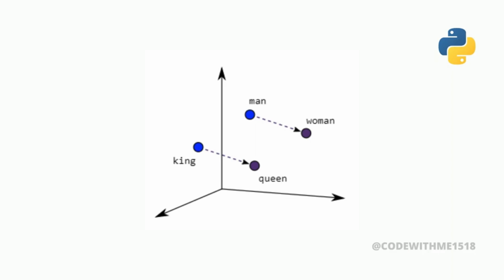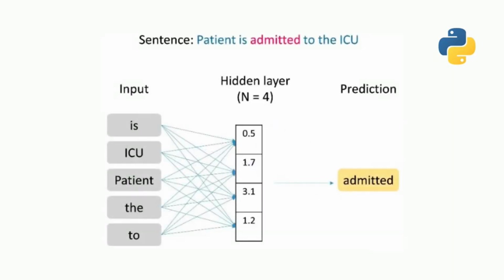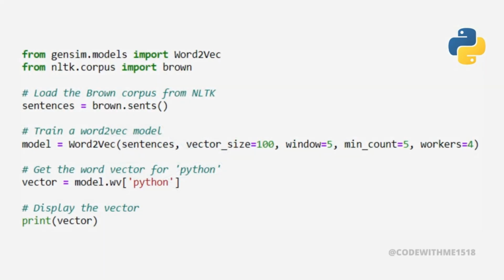Before we can truly harness the power of text data, we need to convert words into numerical representations that models can understand. This is where word embeddings come into play. Word embeddings like Word2Vec map words into dense vector spaces where similar words are closer together. Let's create word embeddings using the GenSim library.